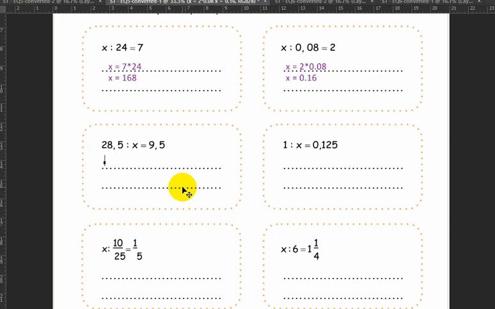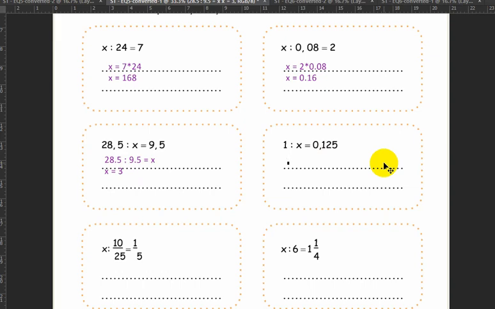28.5 divided by x is equal to 9.5. Here, as I've told you, we can do the swap between the x and the 9.5, so we get that 28.5 divided by 9.5 must be equal to x. Therefore, x must be equal to 28.5 divided by 9.5, which would give us 3. Yep.